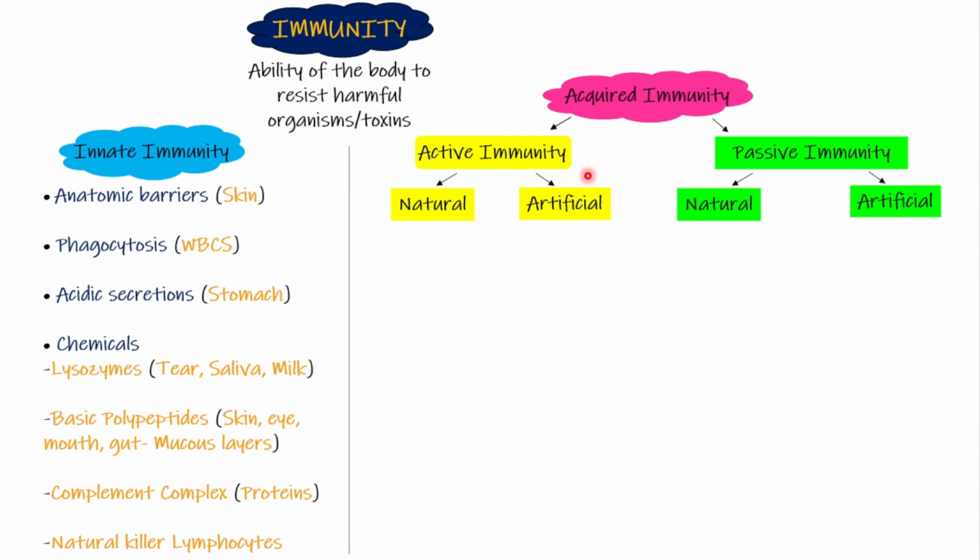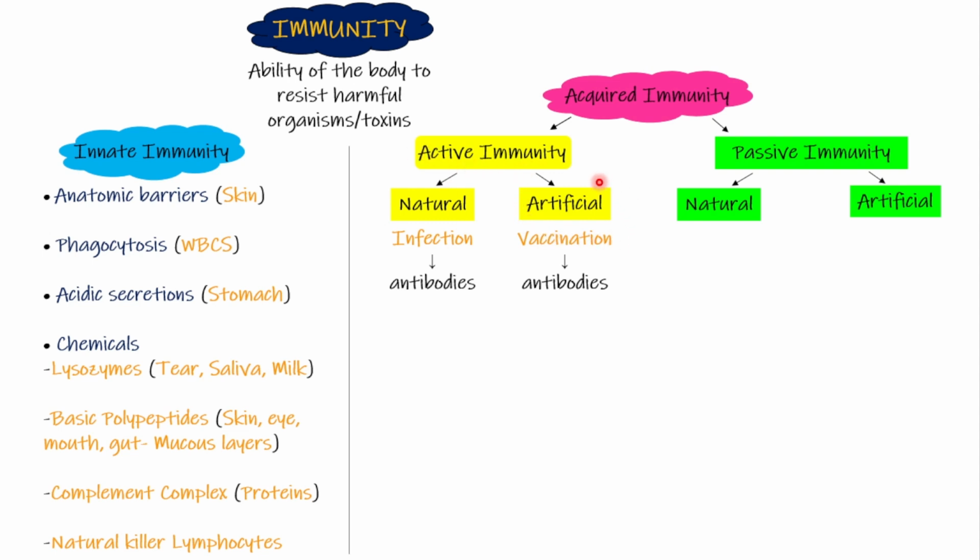So active immunity means the body is actively producing antibodies. So when does the body actively produce antibodies? When there is some infection, as in the case of natural active immunity. Whenever there is some infection, the body will produce antibodies. This infection is a naturally occurring phenomenon, and the body is actively producing antibodies against this infection. So this is the natural subtype of active immunity.